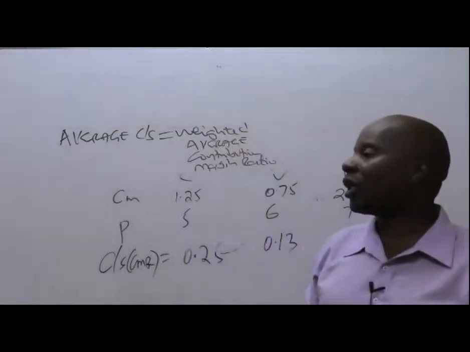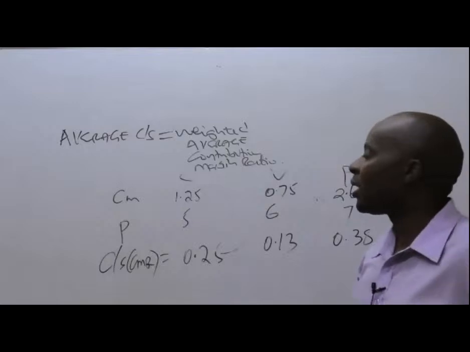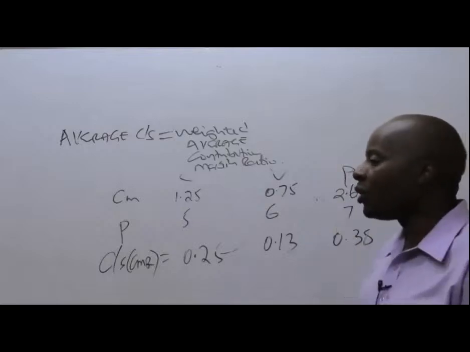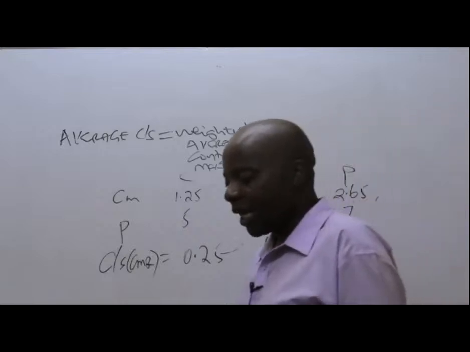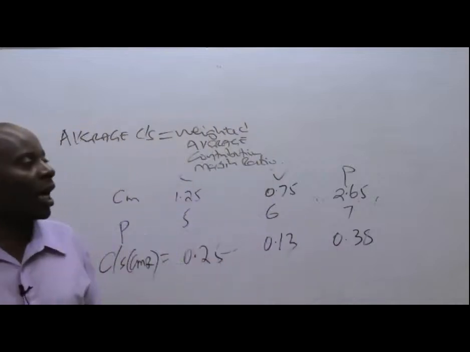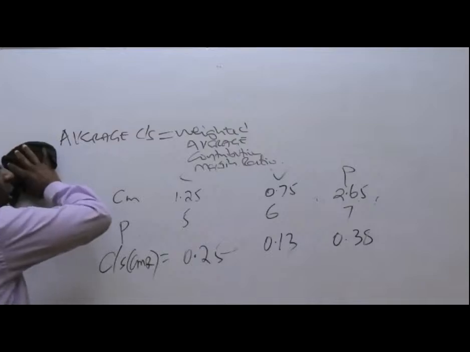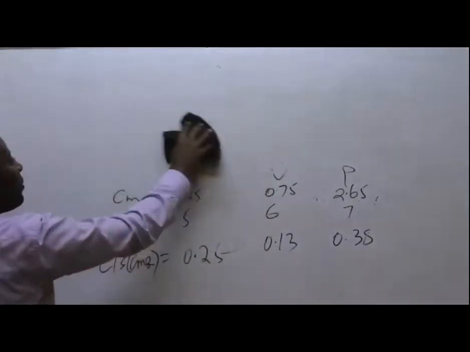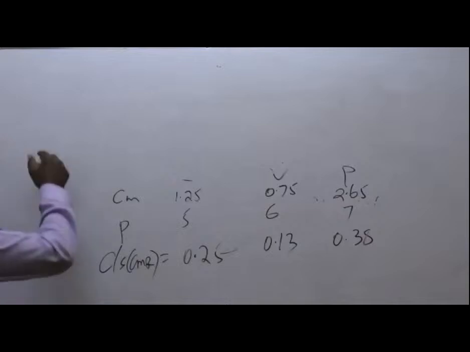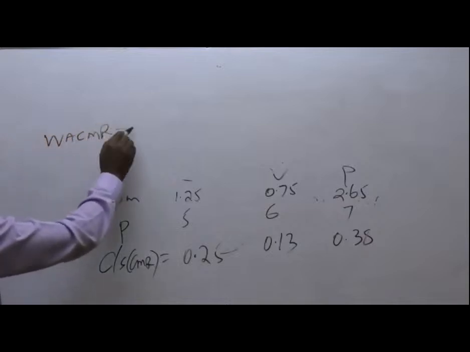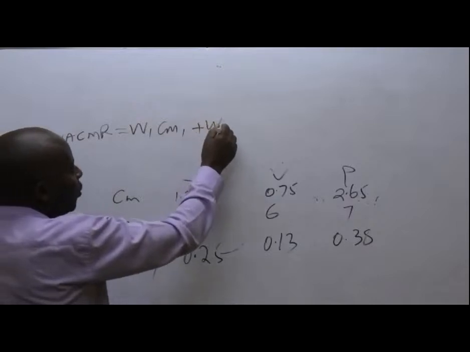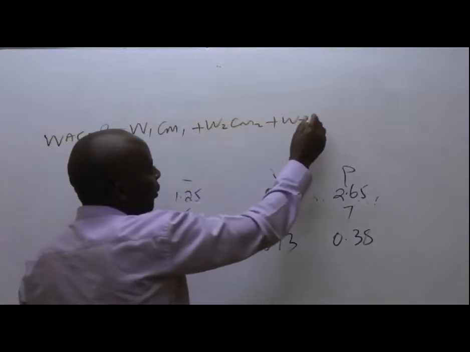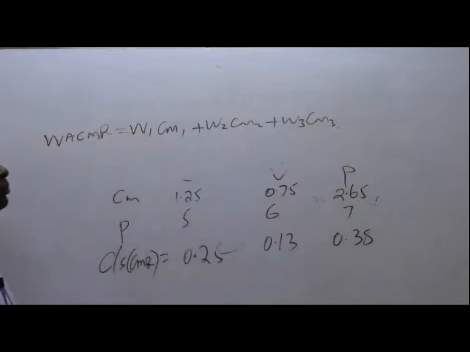So what are we saying, ladies and gentlemen? The average CS is the weighted average contribution margin ratio, WACMR. For us to be able to get this, we have very many ways. The weighted average contribution margin ratio is weight 1 times contribution margin 1, plus weight 2 times contribution margin 2, plus weight 3 times contribution margin 3. Very important for us to appreciate this.